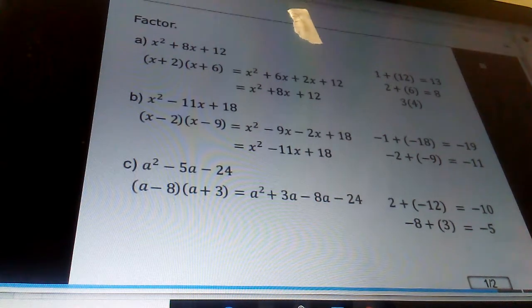Now combine the like terms. 3A plus negative 8A is negative 5A. The result is the original trinomial, so we factored correctly. The binomial factors of A squared minus 5A minus 24 are A minus 8 and A plus 3.